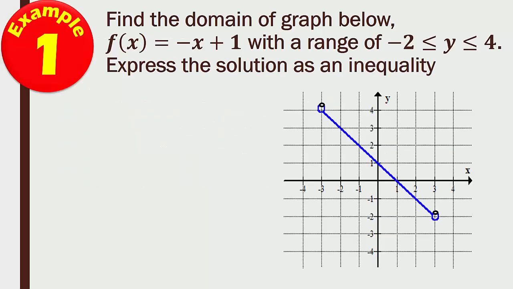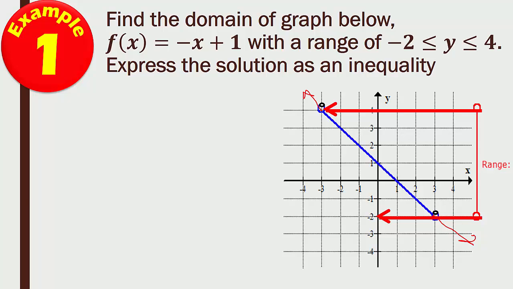All right, first example: find the domain of the graph below, which is f of x equals negative x plus 1, with a range of negative 2 is less than or equal to y, which is less than or equal to 4. So basically, even if this line kept going, we're only looking at a range of negative 2 to 4. Even if it kept going in either direction, that's fine. You're going to look at just the x values and y values. When you have a graph, the easiest thing to do is just draw lines from your range to those points on the graph.